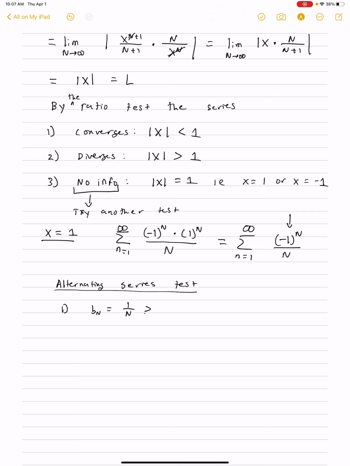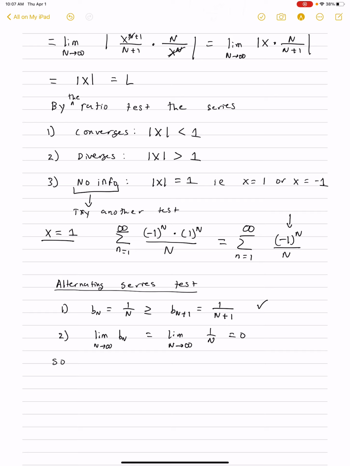And that seems to be bigger than or equal to b sub n plus 1, if I plug in n plus 1, because the denominator here is bigger. So it is decreasing. Okay. Second, the limit as n goes to infinity of b sub n is equal to the limit as n goes to infinity of 1 over n, and that's 0.